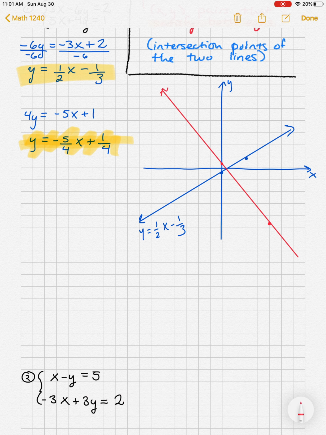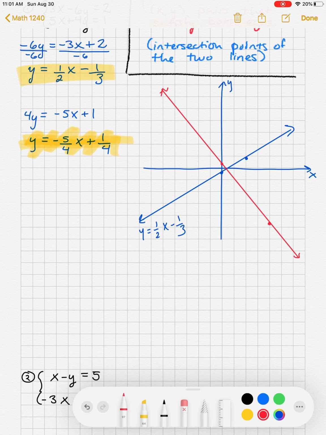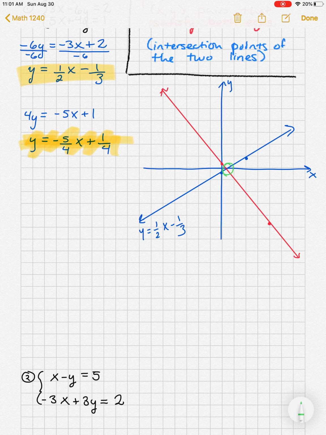So if you look at this, I can't tell. What I can tell you is I have one intersection point. So this system of equations should have one solution. In other words, we call it a consistent system. It's a system that has a solution. It's a little bit hard to tell with the graphing method. So the graphing method often falls short. That's where I graph the two lines and I look for an intersection point.